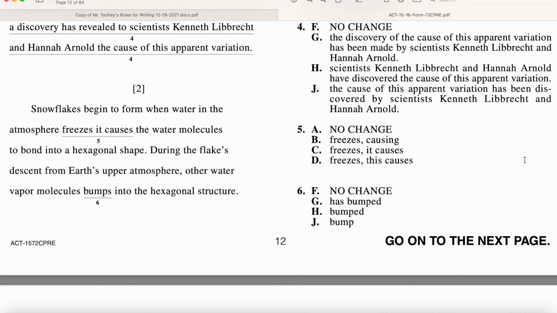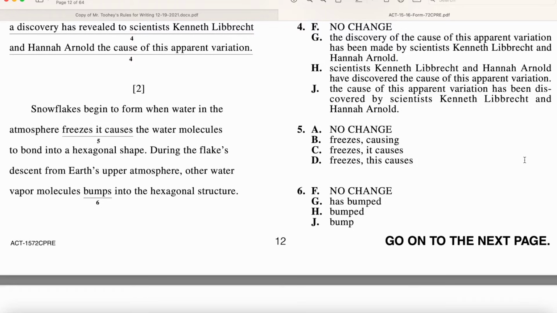Yes, sir. Snowflakes begin to form when water in the atmosphere freezes it causes the water molecules to bond into a hexagonal shape. Okay, how does that sound, Abdul? It seems like a run-on sentence. That's bad, right? Now you've got to be careful, because if you take a pause there where there's no pause indicated, it might sound all right. But when you read it accurately, that's rough. That's just too much.